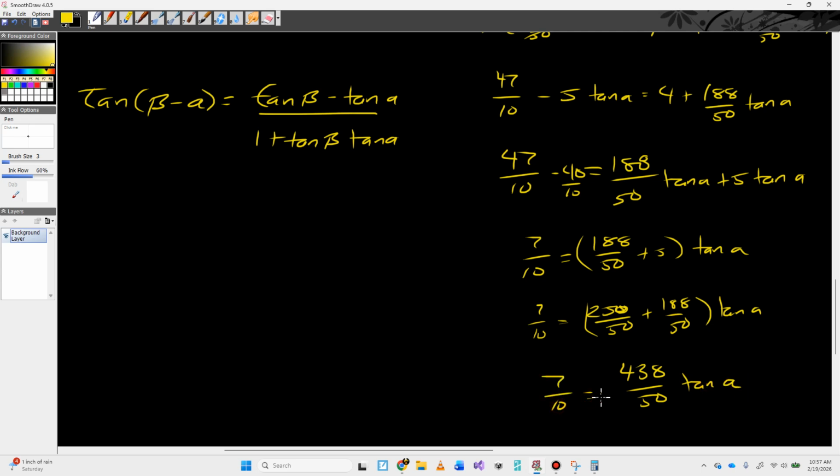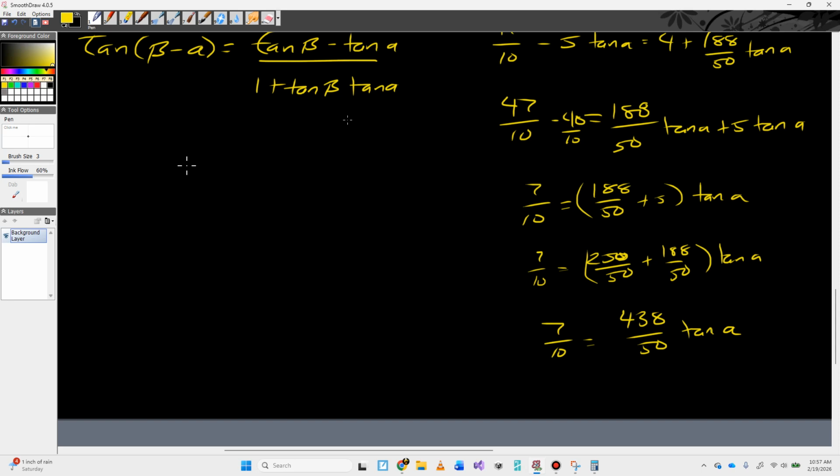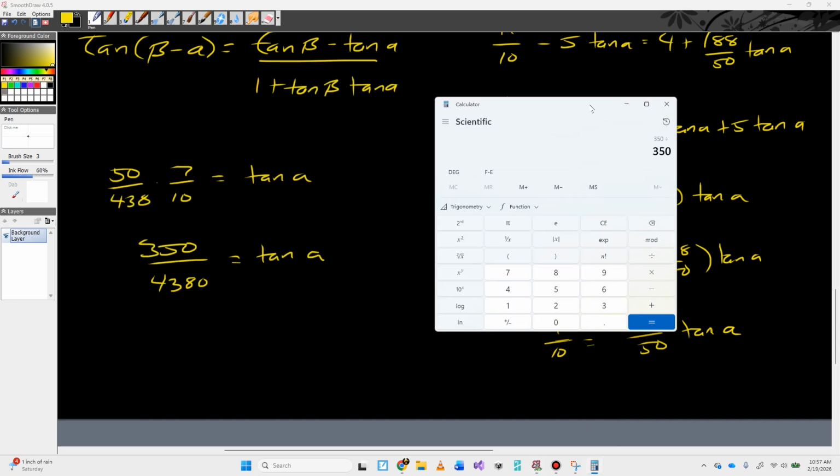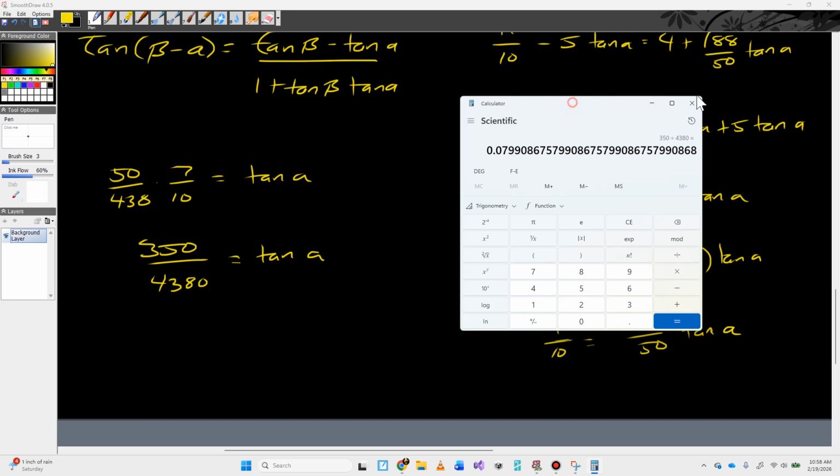7 over 10. Need more room. Oh, ran out of room. So let's move over here. I'm going to divide both sides by 438 over 50. That's the same as just multiplying things by 50 over 438. And therefore, I have found my answer. Tan of alpha is equal to 350 over 4380. So 350 divided by 4380, and that's equal to 0.79.